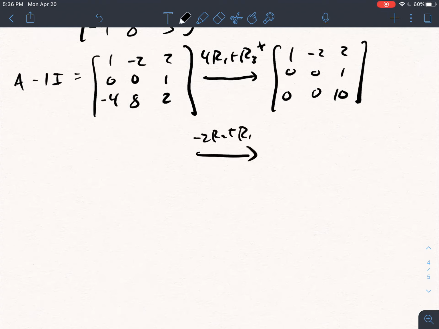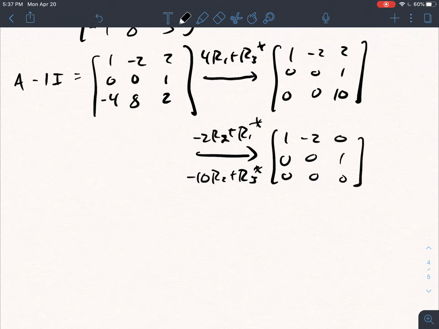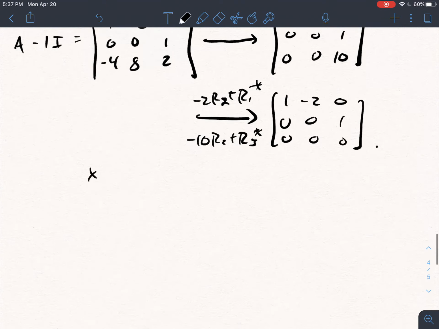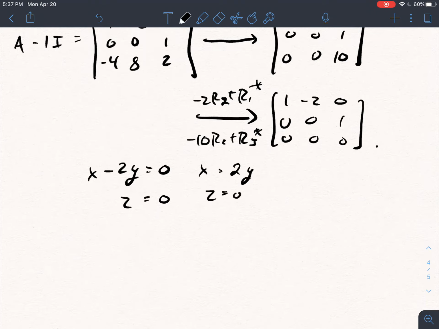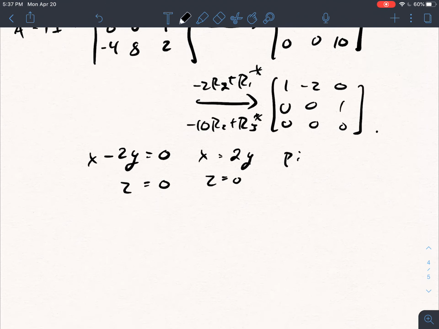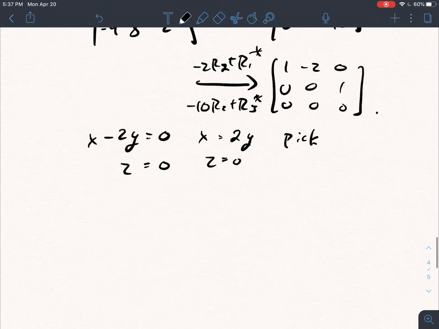Also 0, and then 8 plus 2 is 10. Then -2 row 2, add it to row 1, and -10 row 2, add it to row 3. Okay, so here I get x minus 2y is equal to 0, and z is equal to 0. So x is equal to 2 times y, and z is equal to 0.